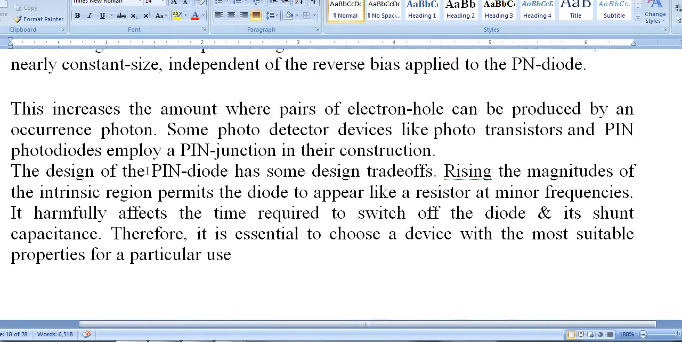The design of the PIN diode has some design trade-offs. Increasing the size of the intrinsic region permits the diode to appear like a resistor at lower frequencies. It adversely affects the time required to switch off the diode and its shunt capacitance. Therefore, it is essential to choose a device with the most suitable properties for a particular use.